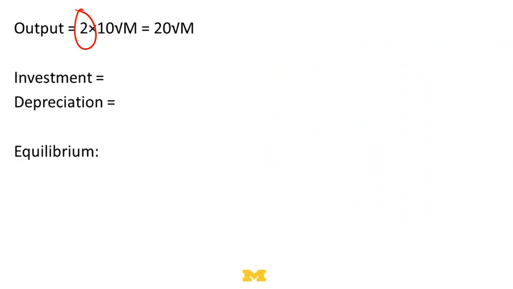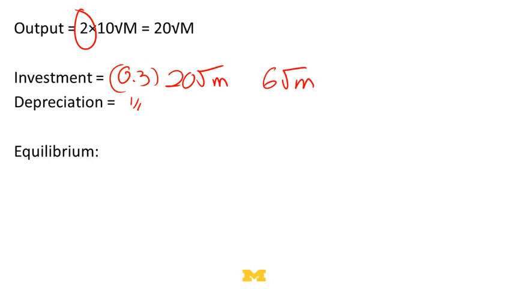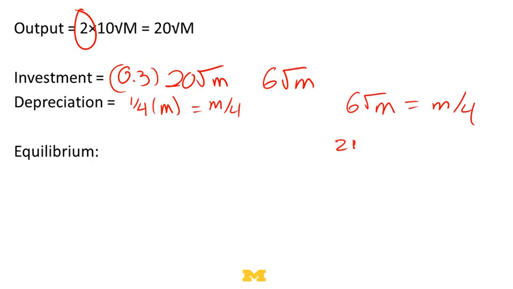So what's our investment going to be? Our investment is going to be 0.3 times 20 the square root of m. So that's going to be 6 times the square root of m. And what's our depreciation? Well, that's going to be 1/4 m, right? So that's just m over 4. And so we just have to set these things equal again, right? So 6 square root of m equals m over 4. So that means 24 square root of m equals m.